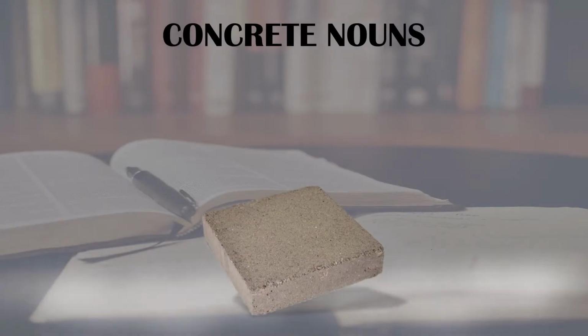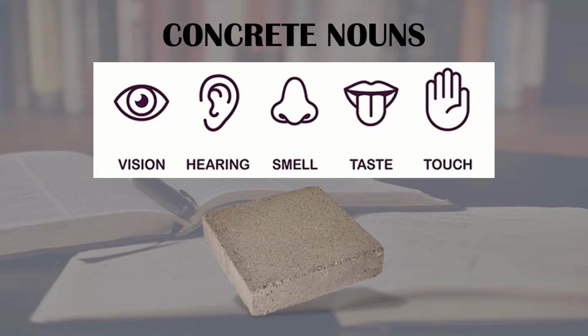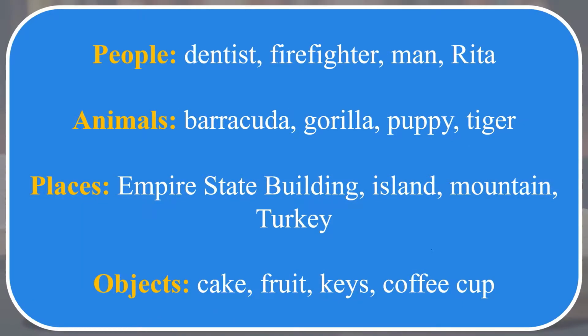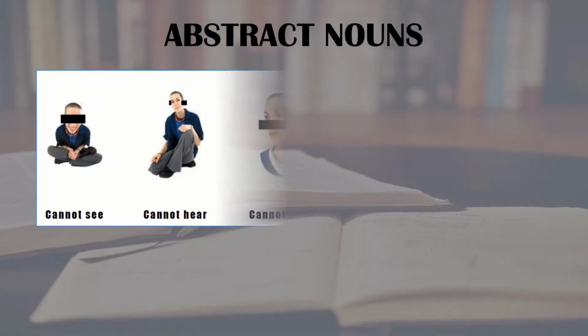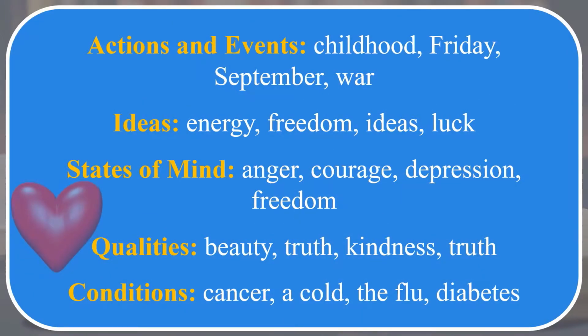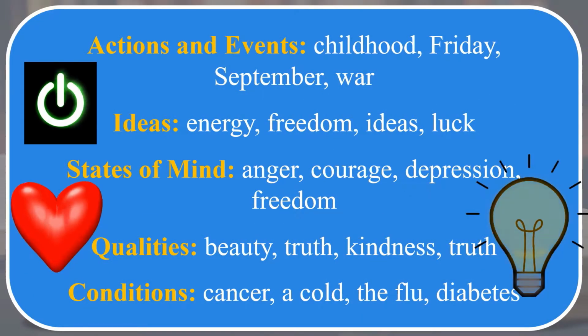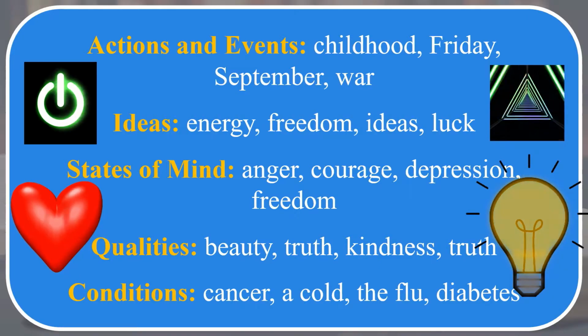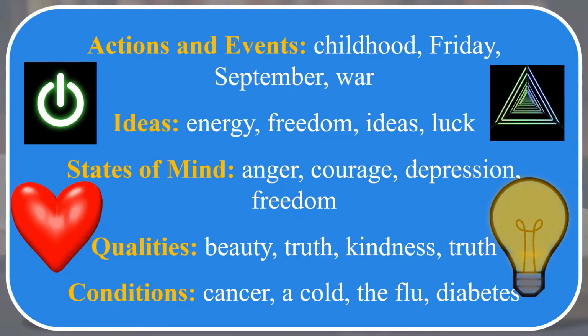So what's the difference between concrete and abstract nouns? Concrete nouns are nouns that can be identified through one of the five senses: taste, touch, sight, hearing, or smell, like people, animals, places, and objects. Abstract nouns cannot be perceived through a sense organ, eyes, ears, nose, skin, tongue, such as love, freedom, time, bravery. These fall into big categories like actions and events, ideas, states of mind, qualities, and conditions.